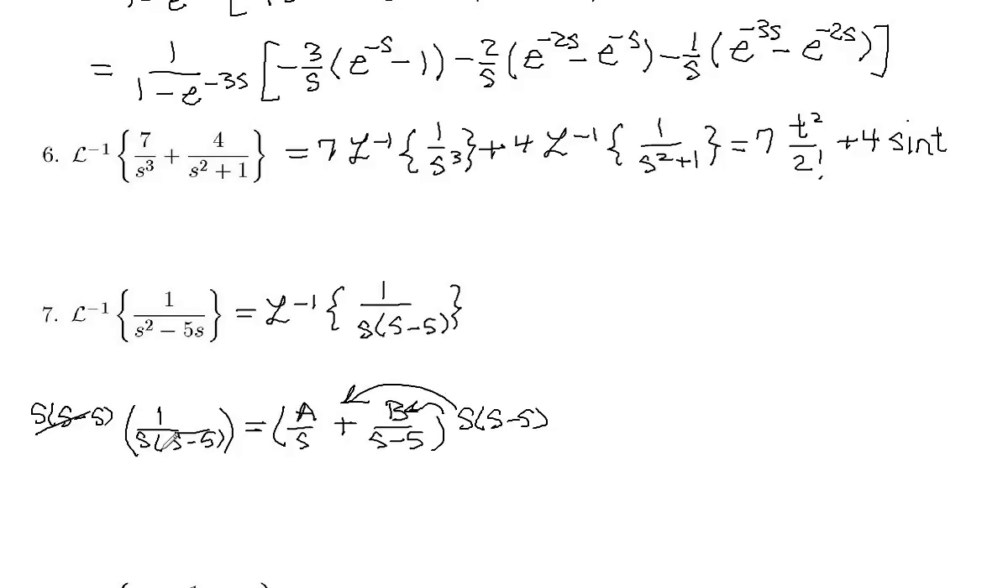So on the left-hand side, everything cancels except the 1. On the right-hand side, when you multiply a over s, the s's cancel, so you are left with a times s minus 5. When you multiply the b over s minus 5, the s minus 5's cancel. You are left with bs. And that's not bs, by the way. I'm serious, it's not bs.